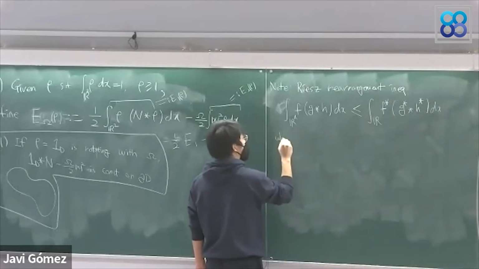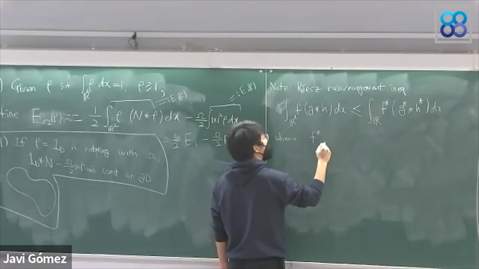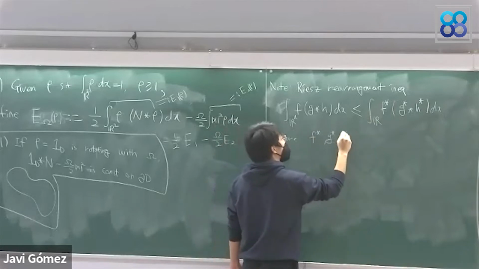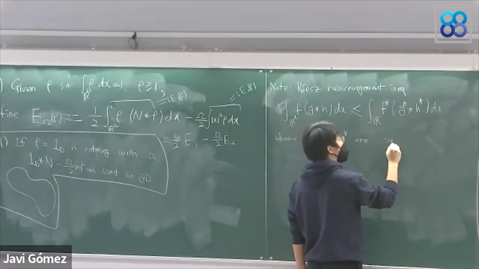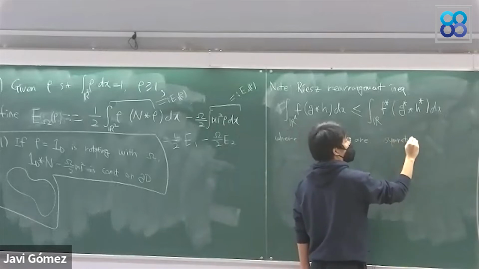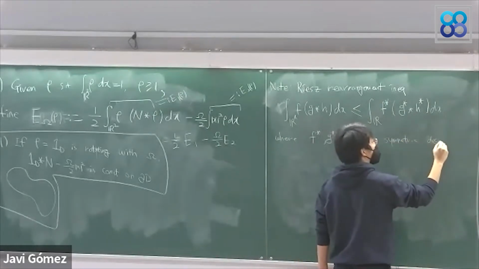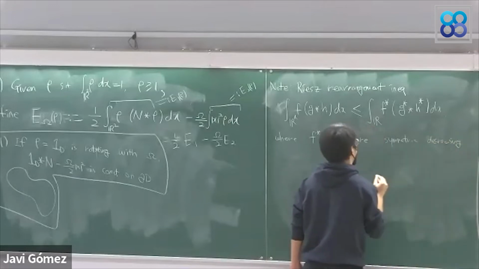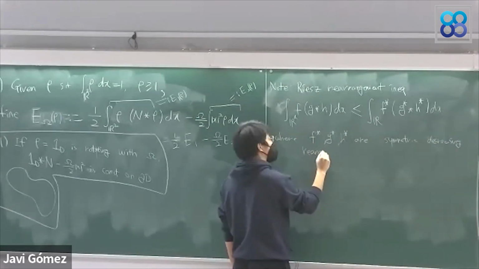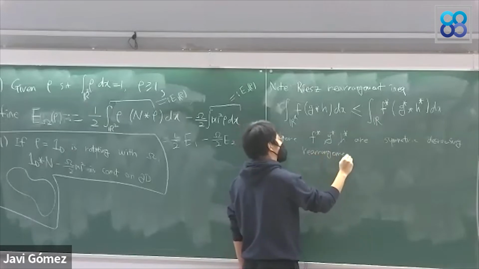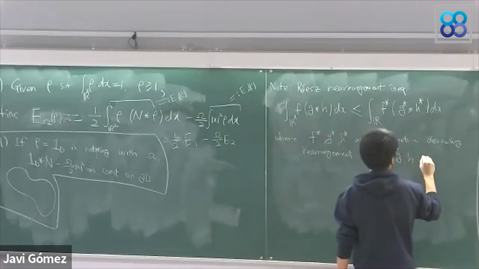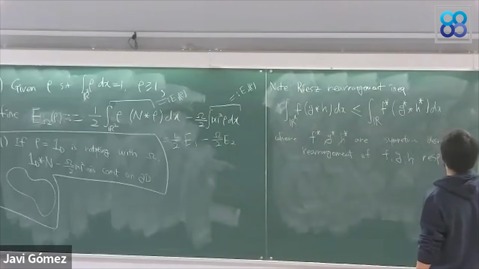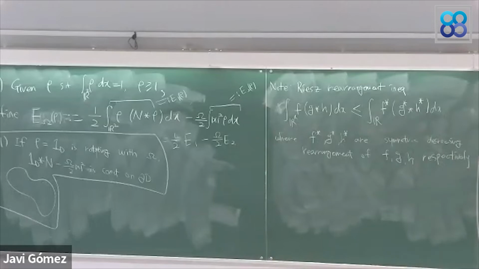where F star, G star, H star are the symmetric decreasing rearrangements of F, G, H, respectively. So here, what do we mean by this symmetric rearrangement?